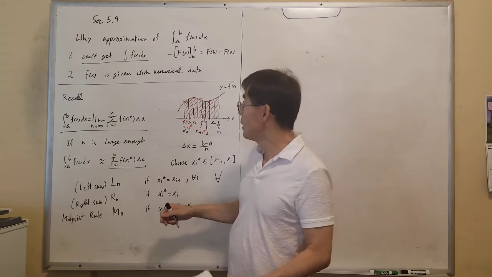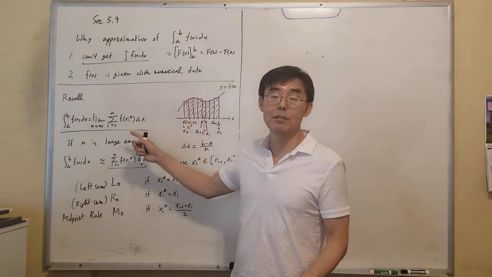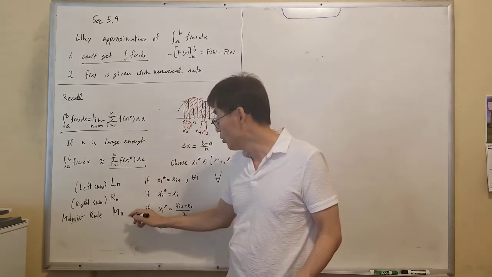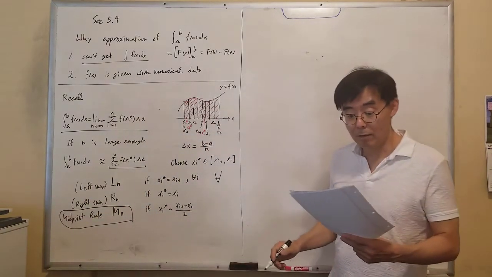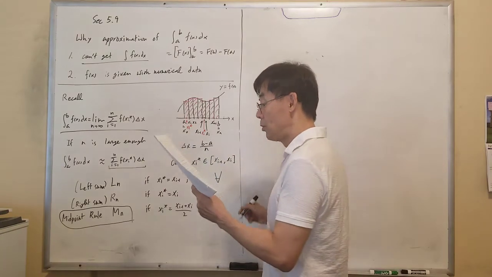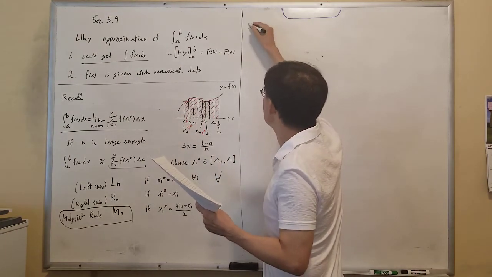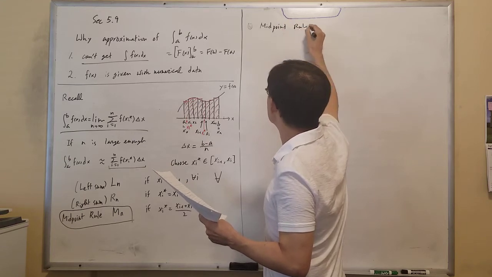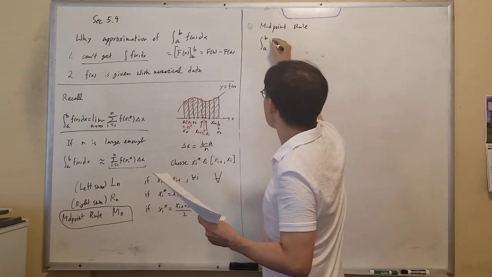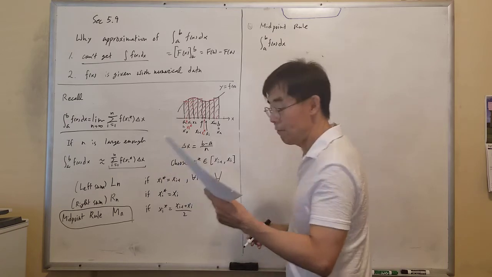So for approximation of a definite integral using a Riemann sum, we use only the midpoint rule because it is the best overall. So the midpoint rule, that is, we are approximating a definite integral.